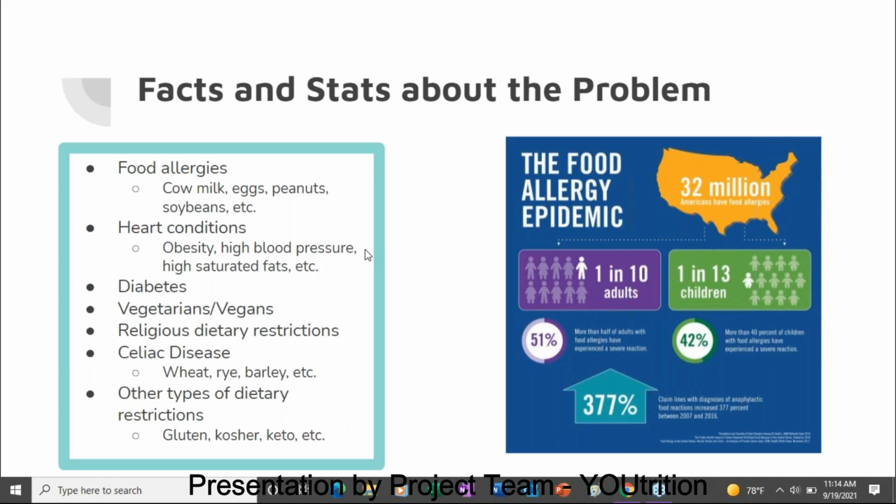Next to it, you see a graph of the food allergy epidemic. 1 in 10 adults and 1 in 13 adults tend to have food allergies, and about 32 million Americans have food allergies, including myself. So it would be a lot easier if we had an app that would tell me what food I can have without worrying about whether it had nuts or not.